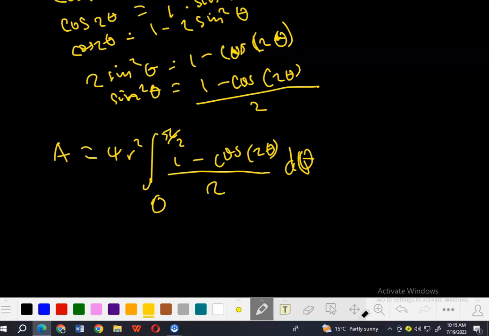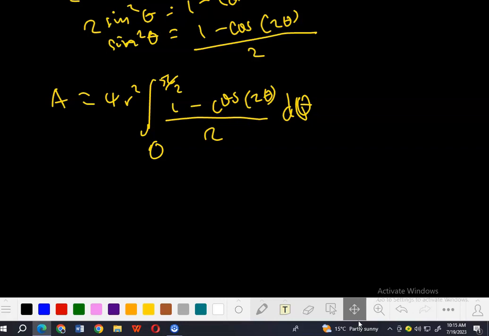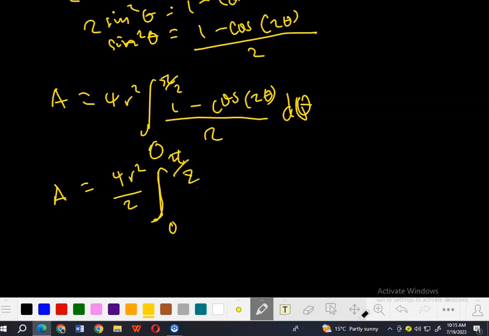So we can take this 2 to this side. If we take that 2 to that side, what you will have now is area equals r squared divided by 2, the integral from 0 to pi over 2 of 1 minus the cos of 2 theta d theta. Are you still following? So now we can integrate this.